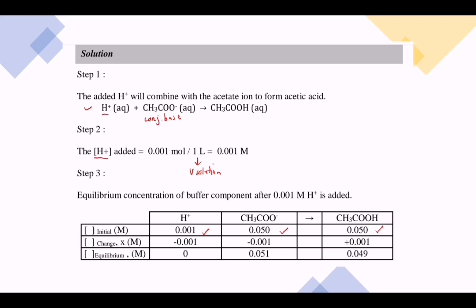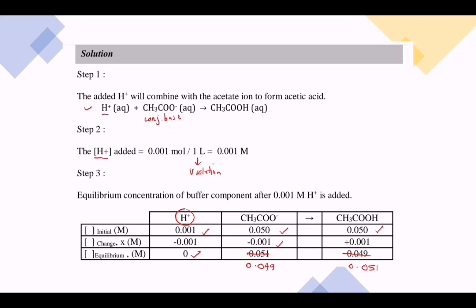For the change, we have to completely eliminate the H plus added. So for the reactant, it will decrease by the concentration of H plus. So minus 0.001 for H plus, and we will get 0 in the end. For CH3COO minus, 0.05 minus 0.001, so you will get 0.049 molar. While for CH3COOH, it will increase by 0.001, so this one will become 0.051 molar.